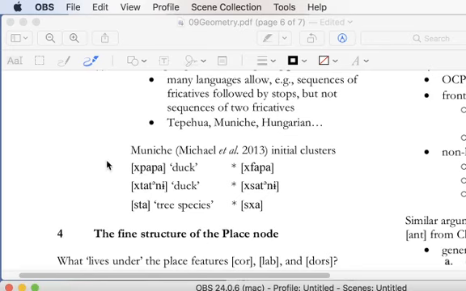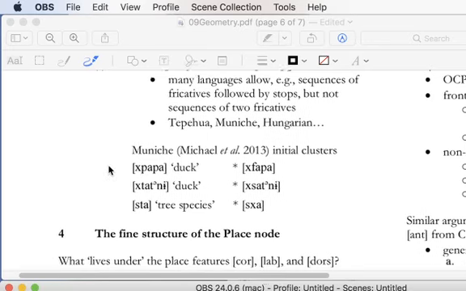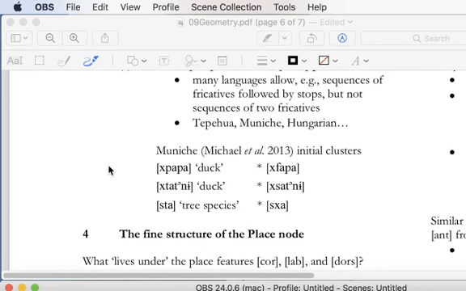These are possible. One way of analyzing that would be to say that Muniche has an OCP continuant constraint, and that's why you're allowed to have plus continuant followed by minus continuant, but not plus continuant followed by plus continuant. So that would be a possible analysis of these facts. Again, I can imagine other ways of analyzing that as well. So I don't think this is totally unambiguous as OCP continuant, but that would be a possible way of analyzing that.